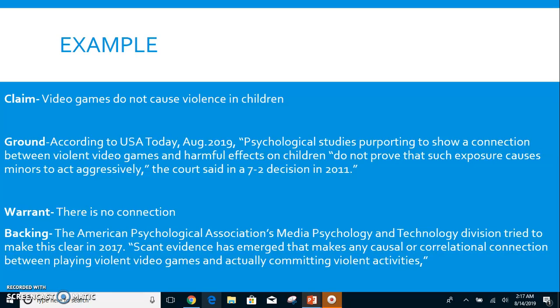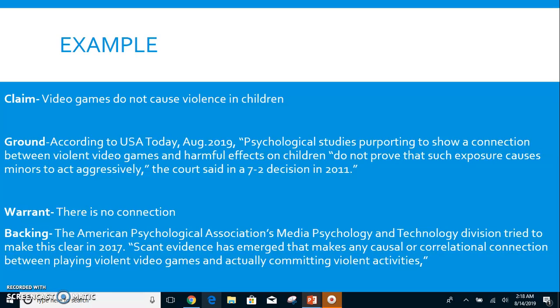Backing. So this is even more data to prove my point. The American Psychological Association, APA, Media Psychology and Technology Division tried to make this clear in 2017. Scant evidence, meaning very, very little, little to none, has emerged that makes any causal or coercive connection between playing violent video games and actually committing violent actions.